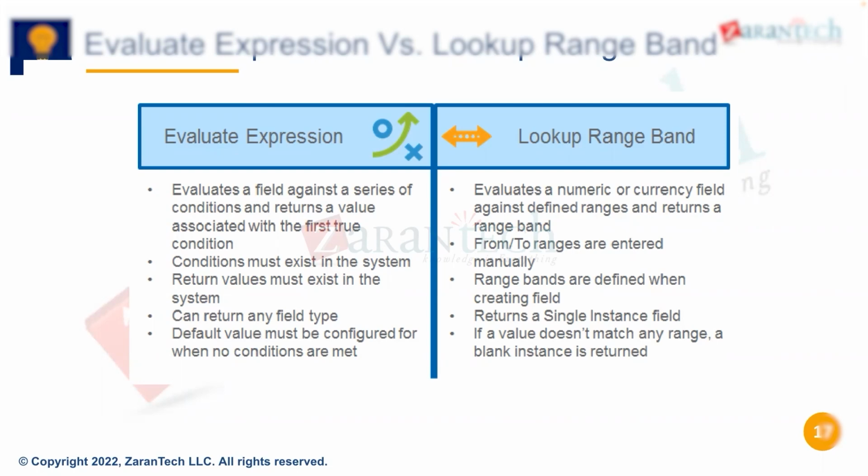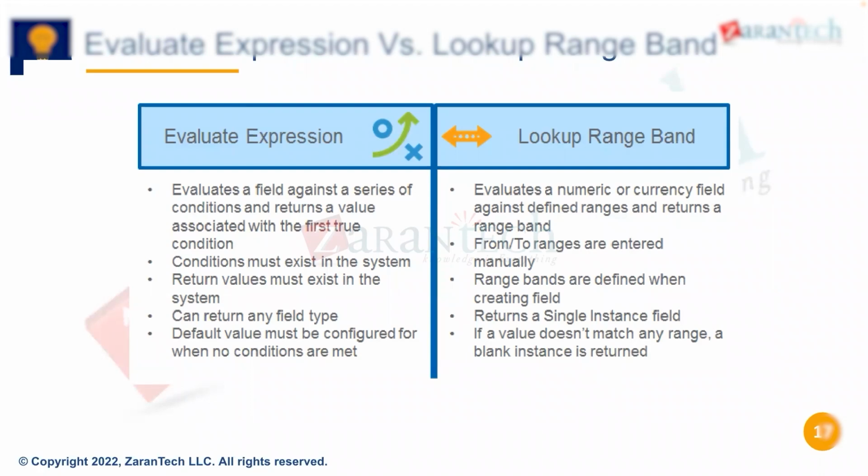Evaluated expression can build, we have seen, right? It has different types. It can have text, Boolean, single instance, currency. It can bring out any type of value. Whereas the lookup range band has only a single one. It can only look at the single instance fields and not anything else.